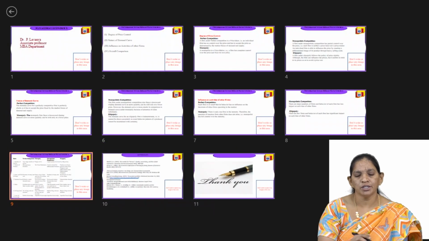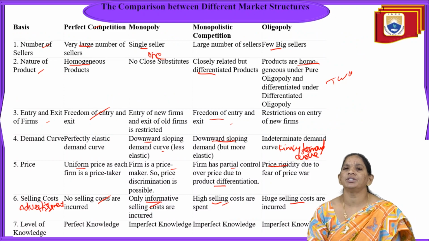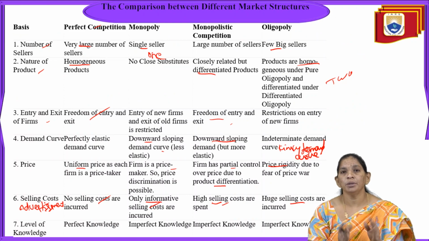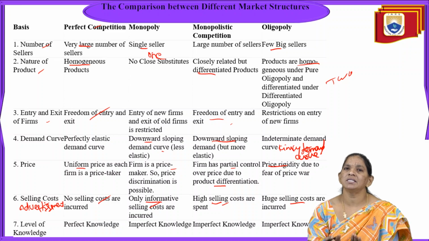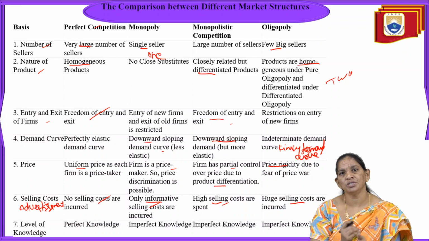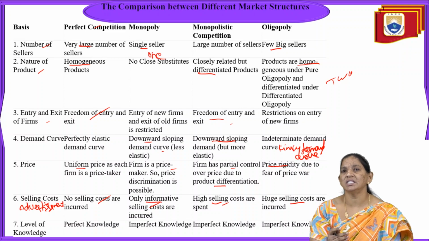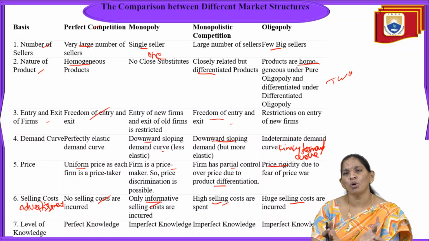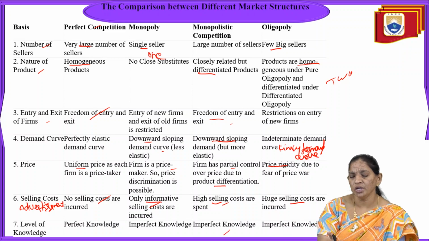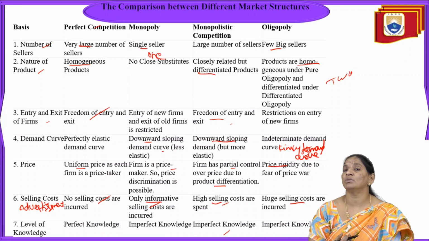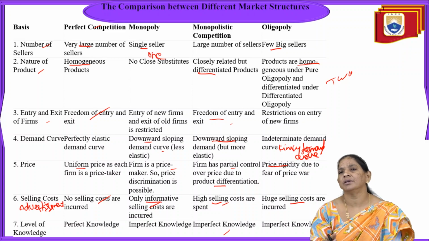And the last one relates to the level of knowledge. In perfect competition, the buyers and sellers must have perfect knowledge. It means we can say it's perfect competition and knowledge must be perfect. But in case of monopoly, a single seller, one person, imperfect knowledge or imperfect competition will exist. Why? Because there is no other to compete with him. In the same way, monopolistic competition also has imperfect knowledge and comes under imperfect competition, as products are identical but differentiated.